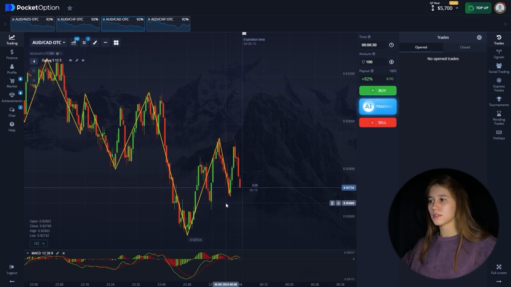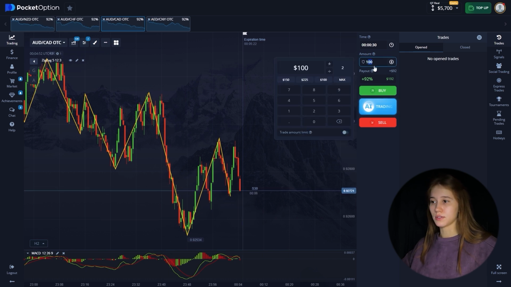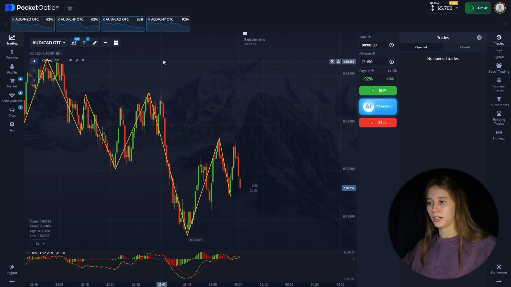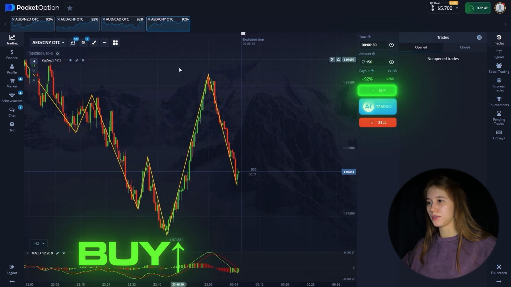These settings are default. We go to Pocket Option and turn on these indicators and start trading. So we see the fourth currency pair.